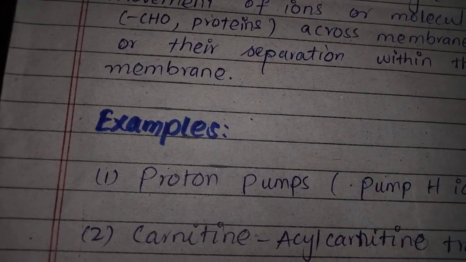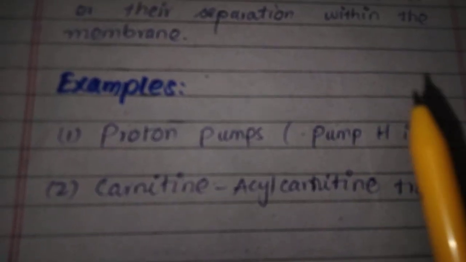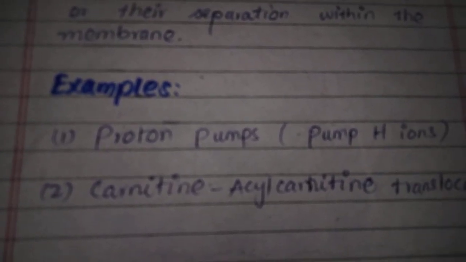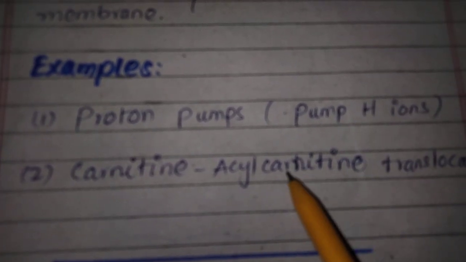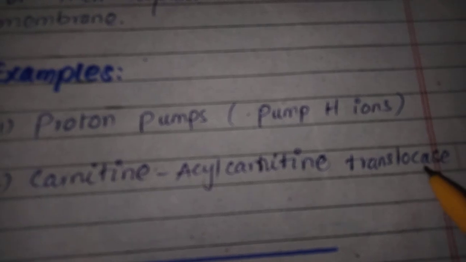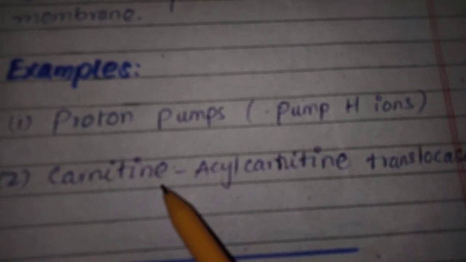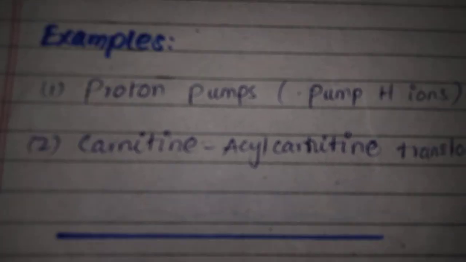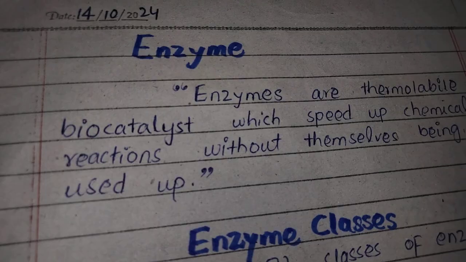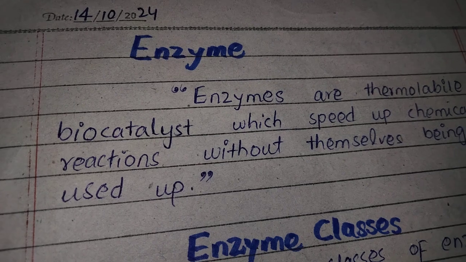And here are the examples, like proton pump for hydrogen ions, and second example, that is carnitine acyl carnitine translocase. These are the enzymes that control the movement of carnitine. So it was all about the classification of enzyme in brief.